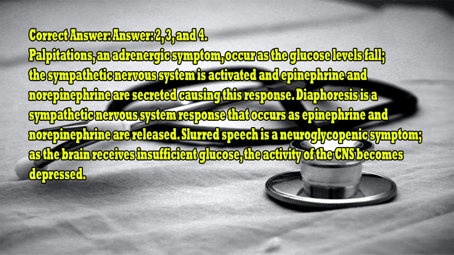Correct answer: 2, 3, and 4. Palpitations, an adrenergic symptom, occur as the glucose levels fall, the sympathetic nervous system is activated, and epinephrine and norepinephrine are secreted, causing this response. Diaphoresis is a sympathetic nervous system response that occurs as epinephrine and norepinephrine are released. Slurred speech is a neuroglycopenic symptom. As the brain receives insufficient glucose, the activity of the CNS becomes depressed.